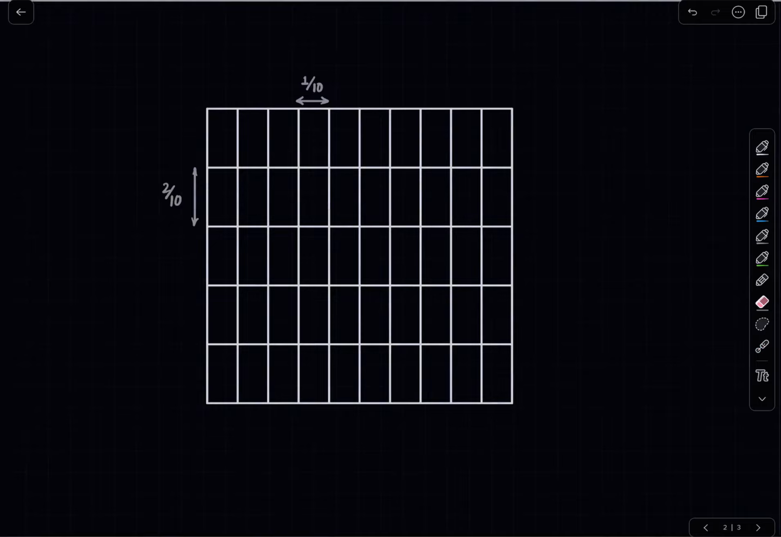Okay, so what we are doing is we have this unit square, which we have partitioned into 50 chambers. So the horizontal side has been divided into 10 equal parts, each of width 1 by 10 units. And the vertical side has been divided into 5 equal parts, each of width or length 2 by 10. So we have 50 chambers and we are placing 101 points in 50 chambers.